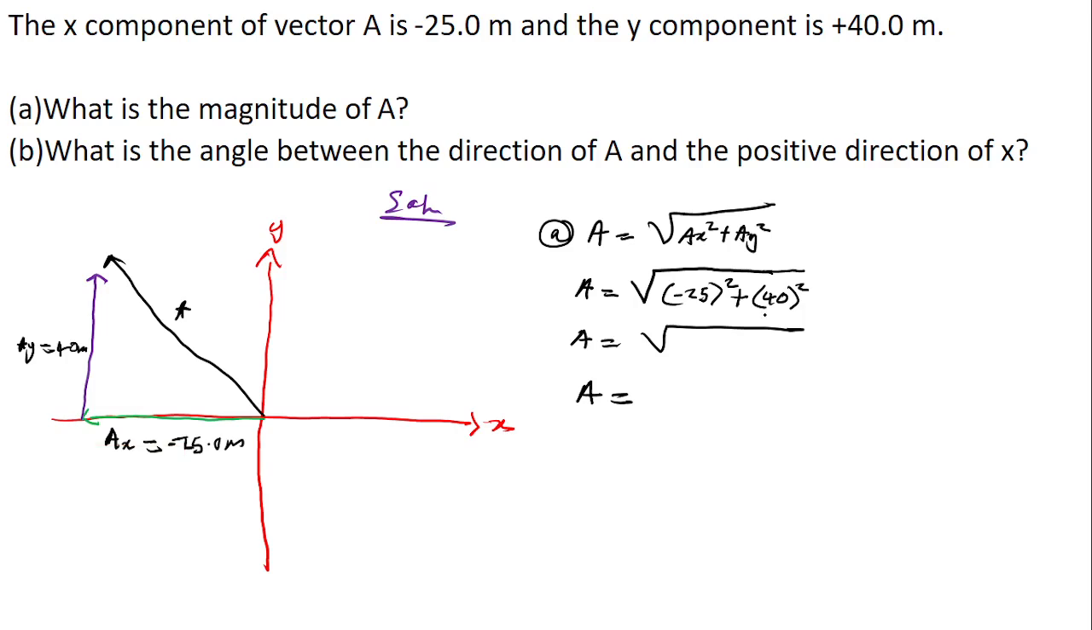What's negative 25 squared plus 40 squared? 2225. And then what are you having as the final? 47.169. Okay, 47.16 meters, so this can just be written as 47.1 meters. Yeah, you can write it in such a way.